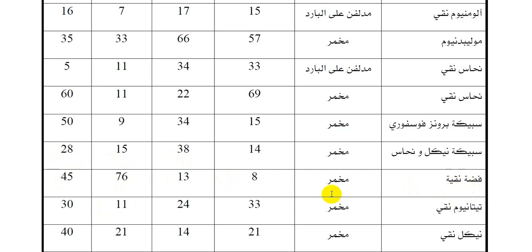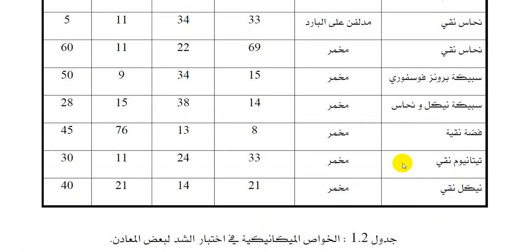Pure silver is conducting the annealing: 8, 13, 76 times 10 to the power 3, as well as 45 for the ductility ratio. The intrinsic titanium is conducting the annealing: 33, 24, 11. 24 for the tensile strength and 33 for the yielding stress of 0.02 proof stress, and 11 times 10 to the power 3, as well as 30 here for the ductility ratio.